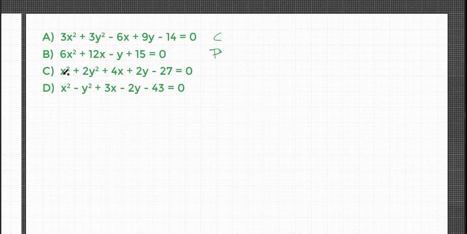In the third example, both the variables have squared terms. Hence, this is not a parabola. Both the variables have same signs. Hence, this is not a hyperbola. Both the variables do not have the same coefficient. Hence, this is an equation of an ellipse.